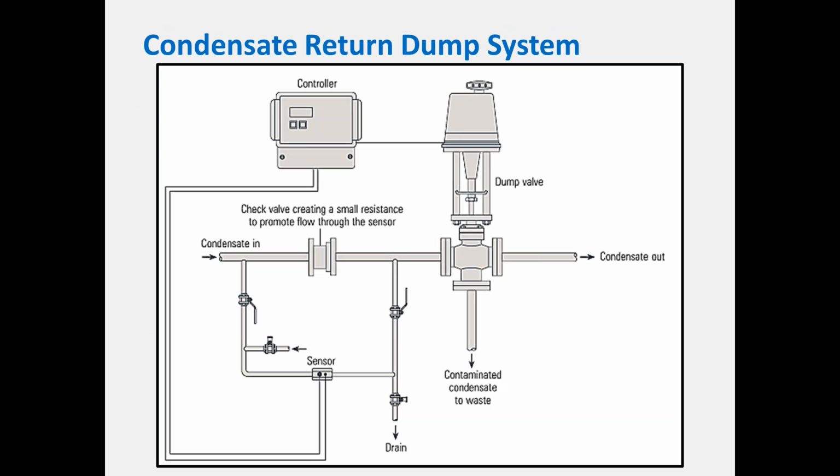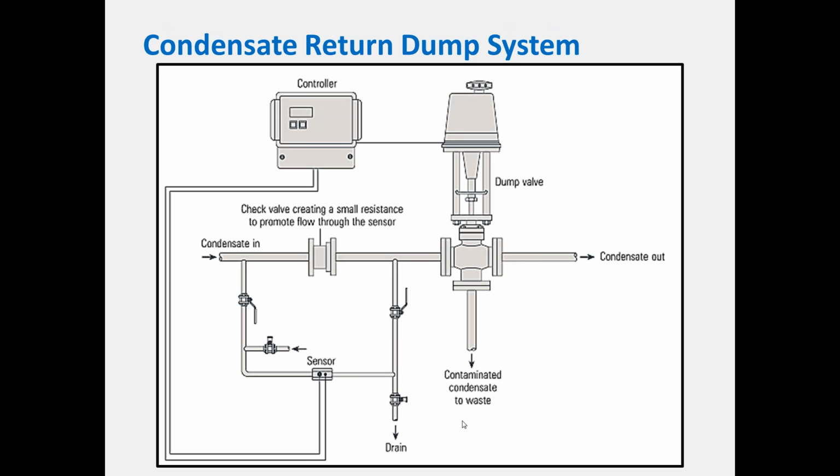And these systems often look like this. You've got your condensate return coming through here. There's a conductivity sensor, or some sensor of some type, on a bypass line that's got a flow going to drain. It's got a controller, and you've got a valve here that's either letting the condensate go through, or that valve changes position and it will dump that contaminated condensate to waste.